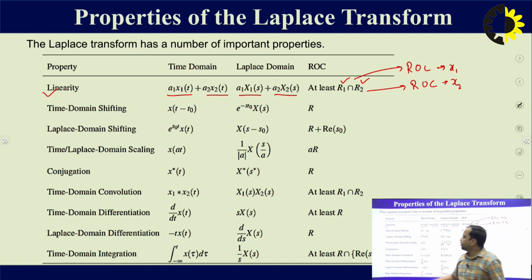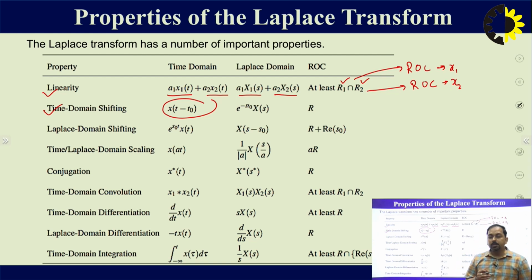The second property here is the time domain shifting. Time domain shifting means we have a time shift in the input signal, let's say x of t minus t naught, or let's say x of t plus t naught. As per the analysis equation, we can see that there is an exponential part, e raised to power minus s t naught, multiplied by X of s. If it is x of t plus t naught, then the exponential has a positive quantity, e raised to power plus s t naught, multiplied by X of s.